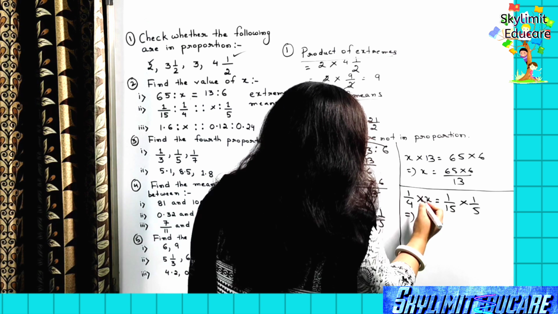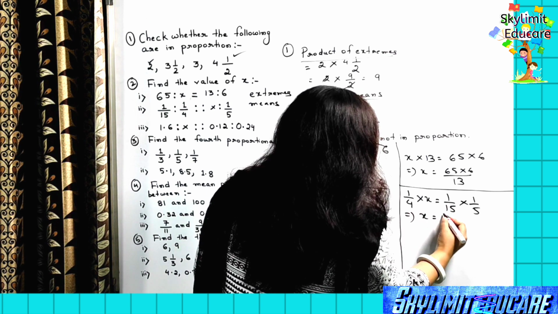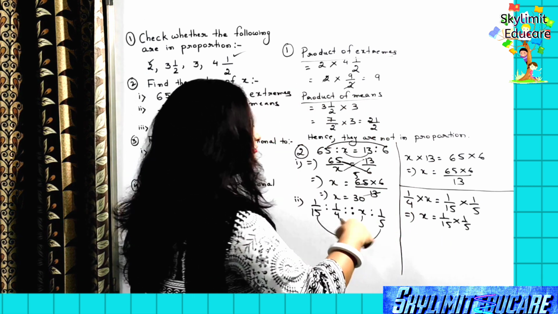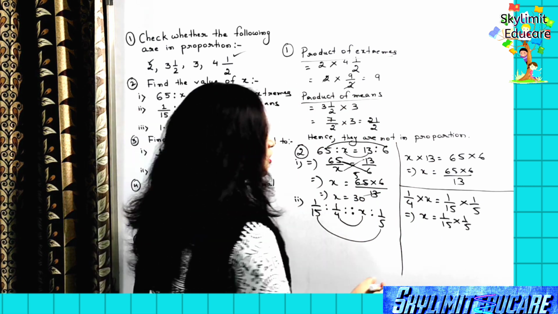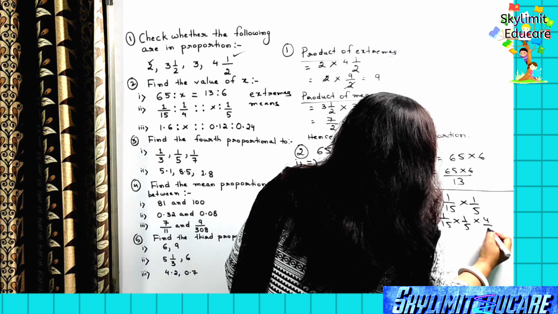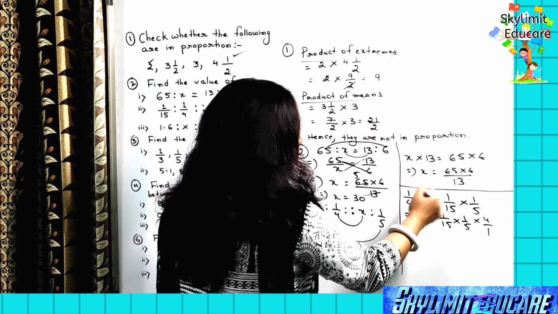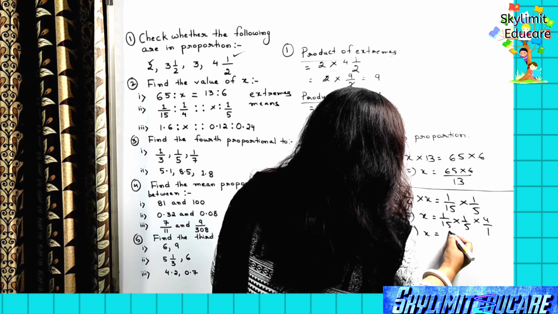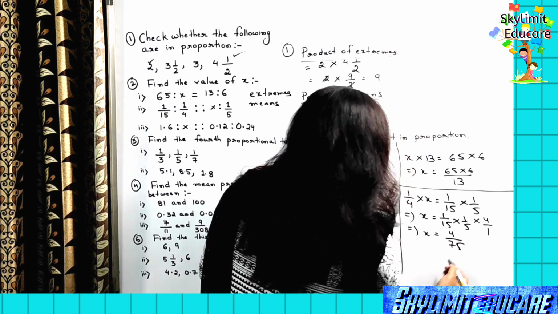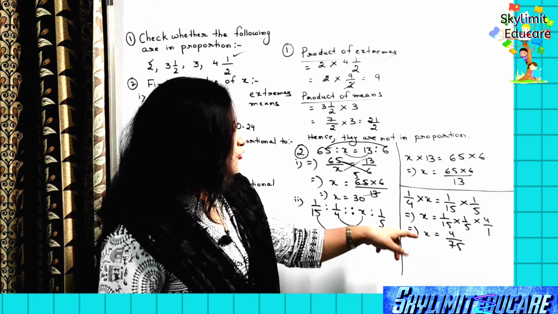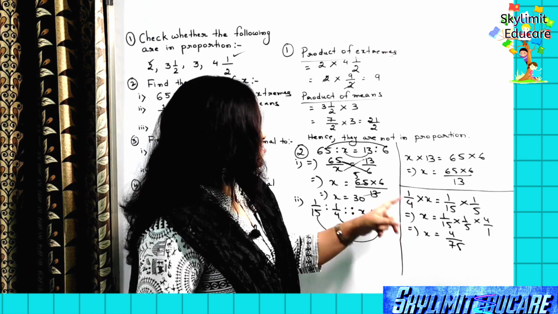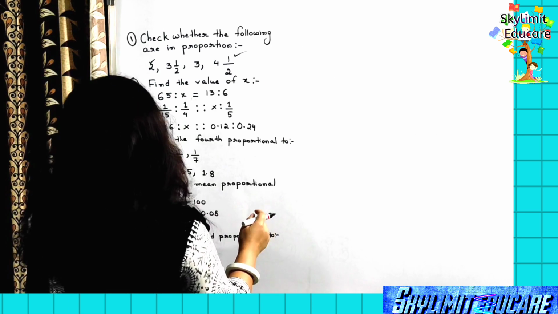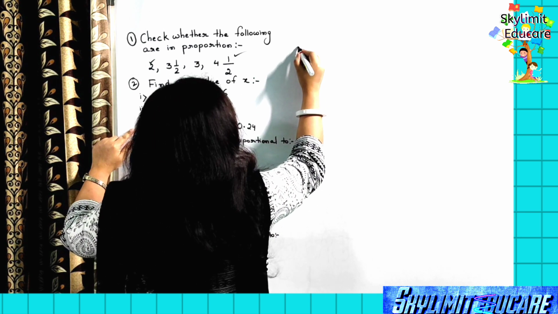Now how to find x? x will be 1 by 15 multiplied by 1 by 5. This 1 by 4 shifts to the right hand side, so it becomes multiplied by 4 by 1. Obviously 4 goes up and 1 comes down, so 4 by 1. Now easily we can find out the value, 4 by 75. So you can follow this method for fractions like this, or when you have simple whole numbers you can go for the other method. Clear? Now let's solve bit number 3.